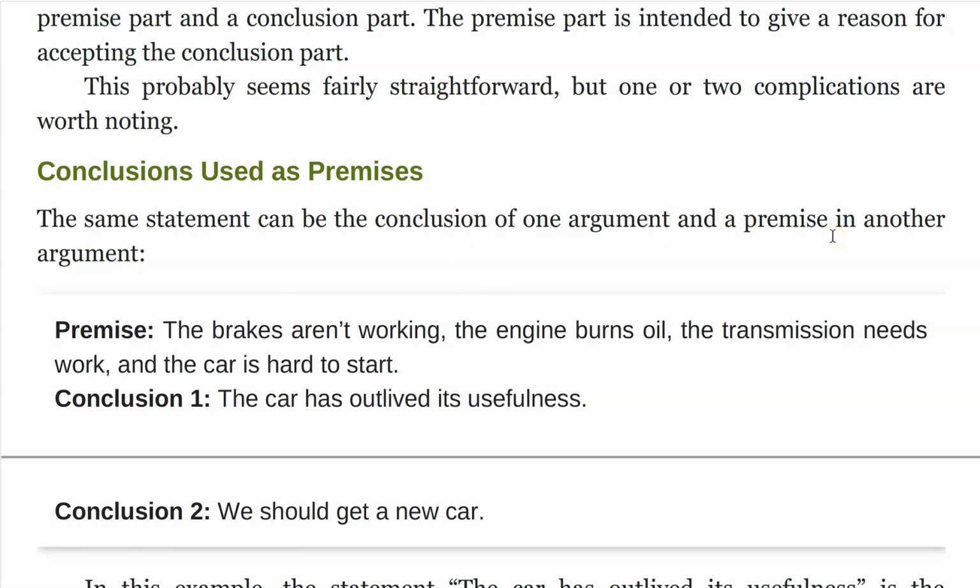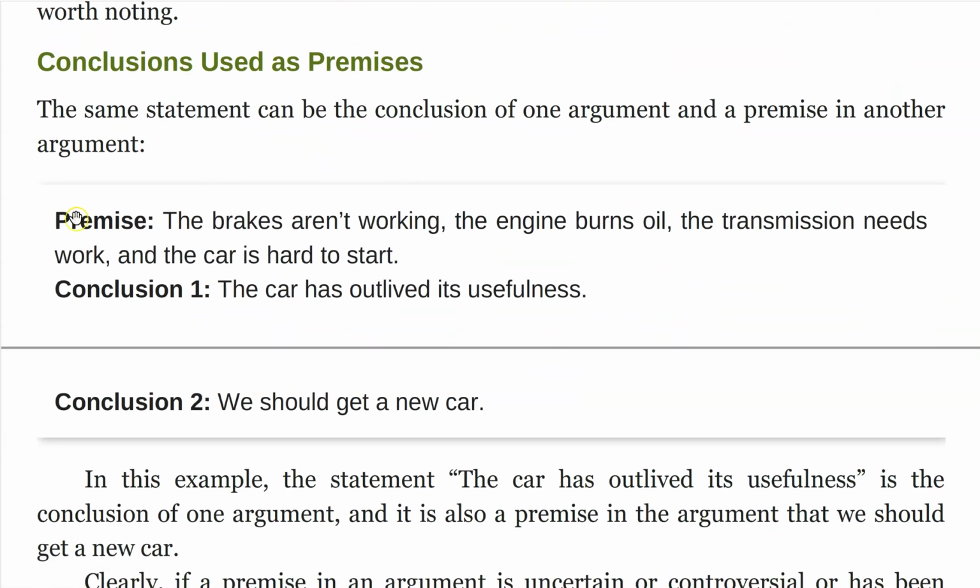This gets a bit convoluted, but bear with me. I think it answers a lot of questions those of you who are more engaged might be asking yourselves. So, premise: the brakes aren't working, the engine burns oil, the transmission needs work, and the car is hard to start. Conclusion: the car has outlived its usefulness, right? And maybe you don't come to that same conclusion, but you can see how we would arrive at this conclusion from this premise, or these premises if we stated them separately.